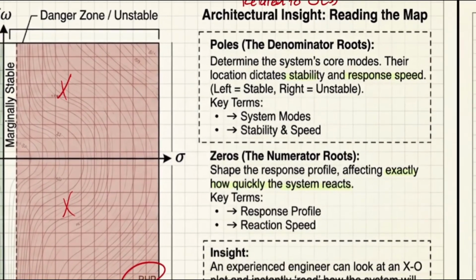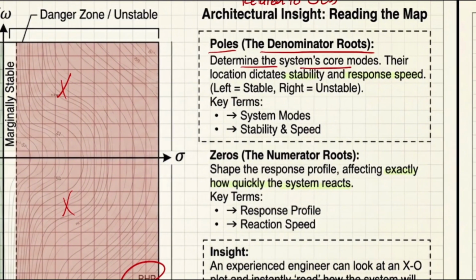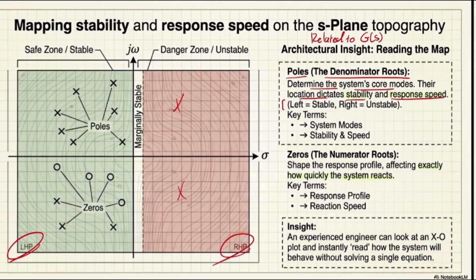Let's just recap everything. As I just mentioned, we have poles. These are going to be the denominator roots. This one is going to determine the system's core model. Their location dictates stability and response speed. So whenever we are on the left side, again, we are talking about the S-plane.